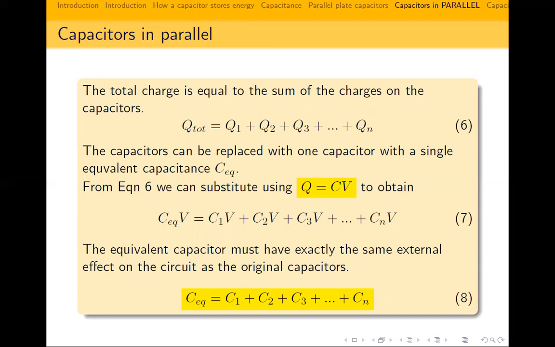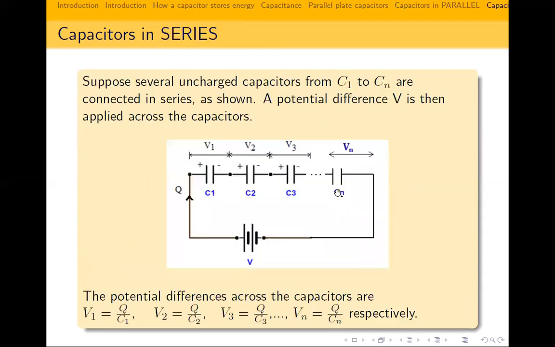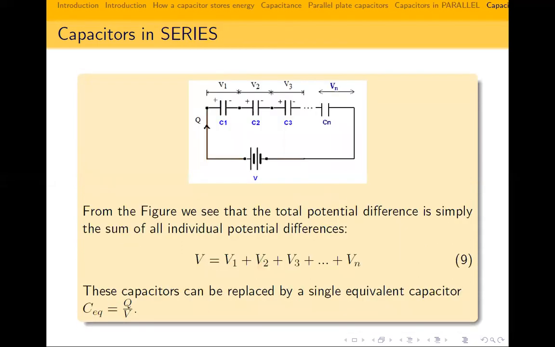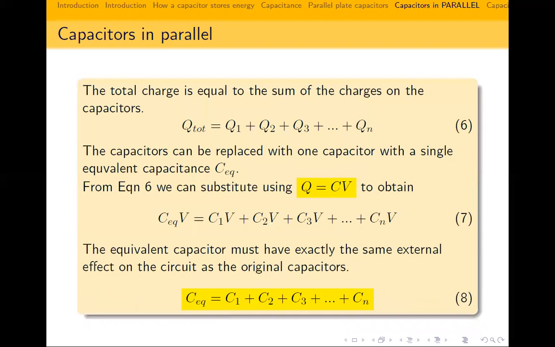So the capacitors can be replaced with one capacitor with a single equivalent capacitance CEQ. So that's what we need to get. So we have already seen two concepts. One, potential difference is the same across. Two, the total charge is the sum of individual charges. So for equation number 6, we can substitute Q using the formula Q is equal to CV so that we can include the capacitance in that equation number 6.